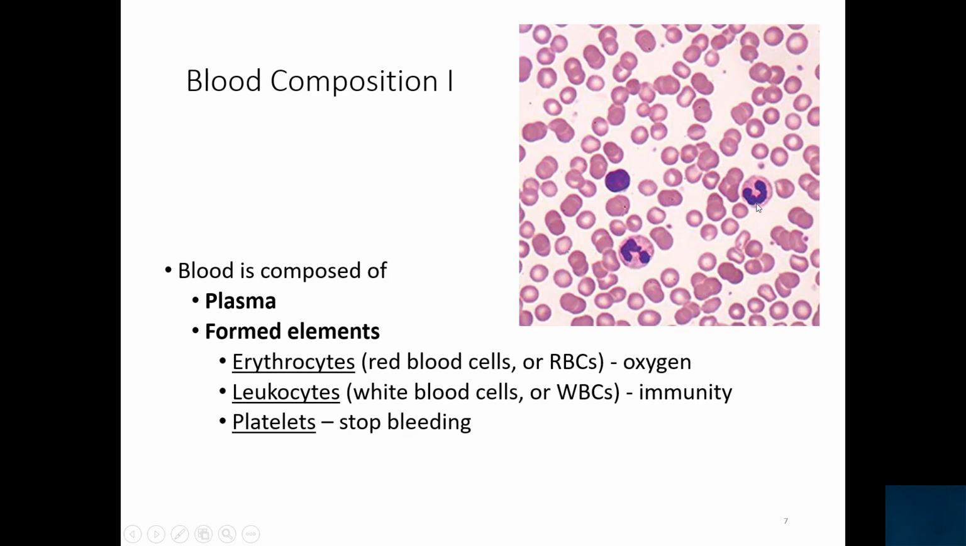Leukocytes are larger, and they usually have nucleus. Here it is a nucleus of different shape, and we have less of them comparing with red blood cells. So white blood cells or leukocytes. Mostly they are responsible for immunity, while red blood cells are responsible for carrying oxygen to our body cells. Finally, those tiny dots, they are not exactly cells, they are cell fragments, and those take part in stopping bleeding, protecting us against blood loss.